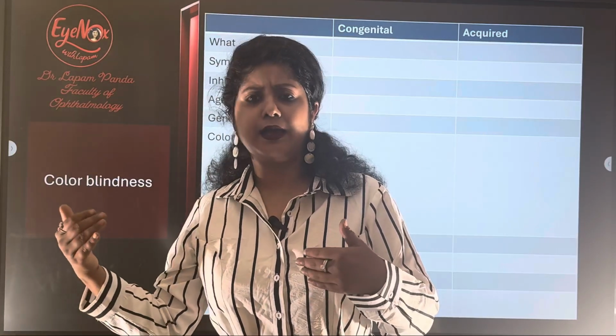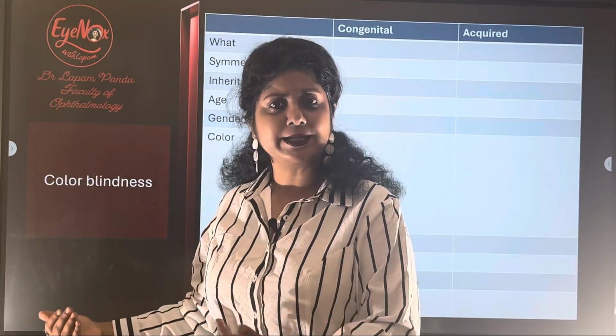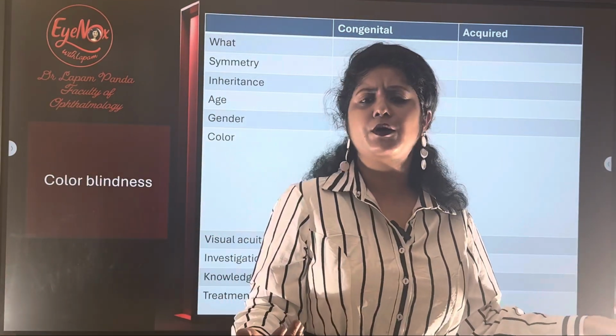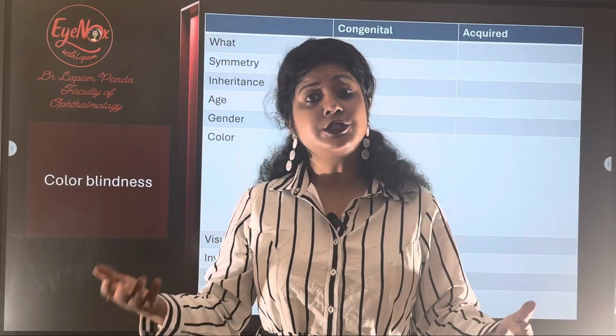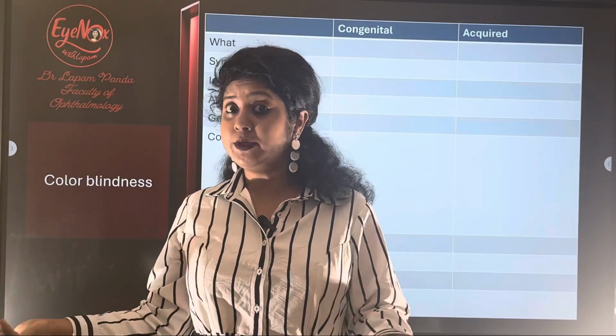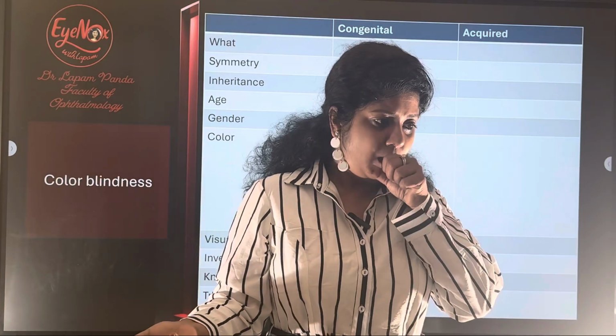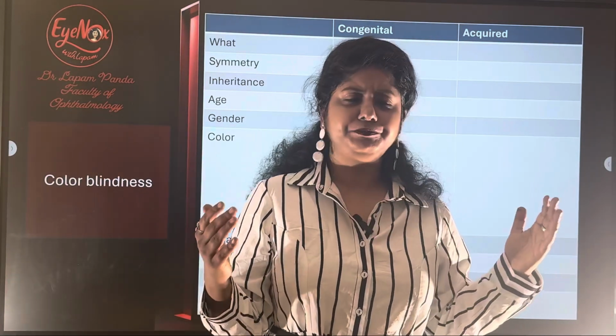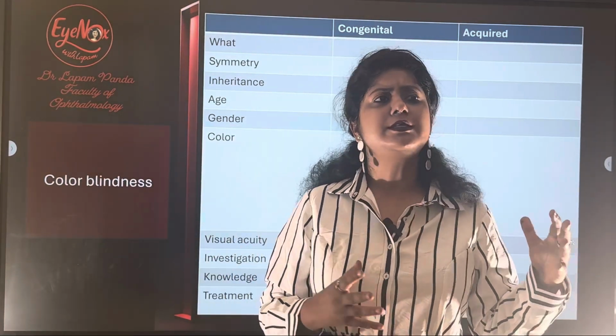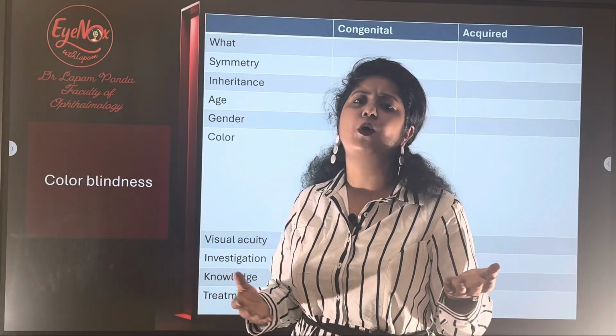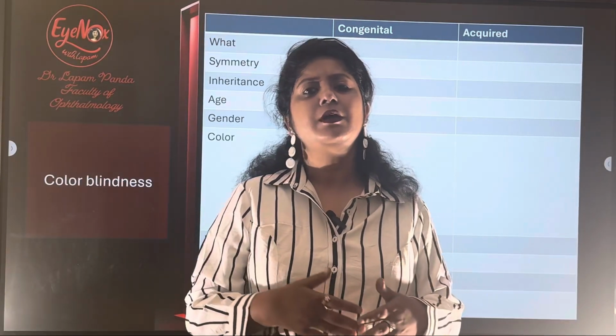Then congenital has some inheritance pattern which is usually X-linked recessive. Acquired may or may not have any inheritance pattern. Congenital is usually the cone dystrophy, whereas the acquired can be some optic nerve pathology or can be some macular pathology.